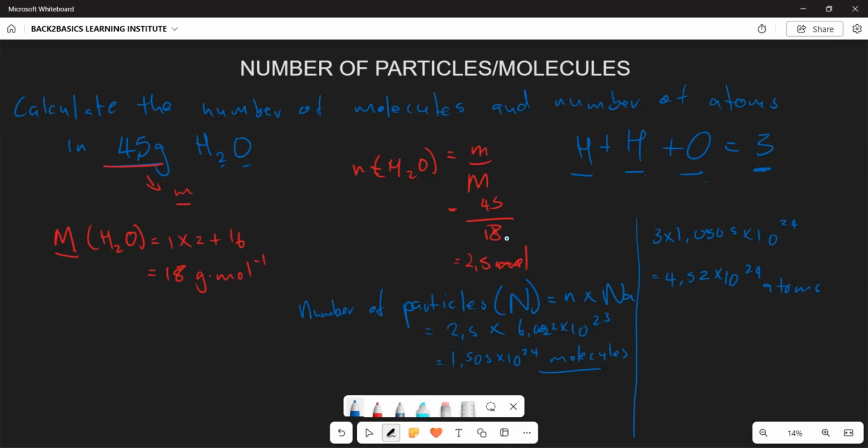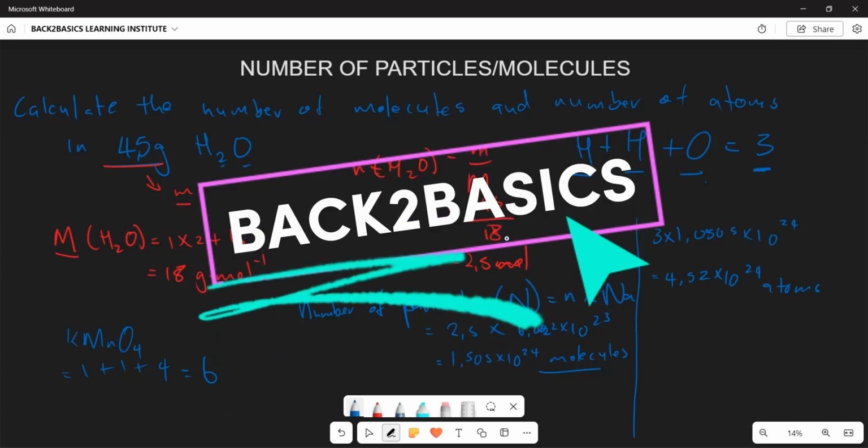Now, just as an example, if they wanted you to look at KMnO4, the number of atoms in this formula would be 1 plus 1 plus the O which is 4, which means 6 altogether. So that's how we determine the value of your molecules that you then multiply to get the number of atoms.